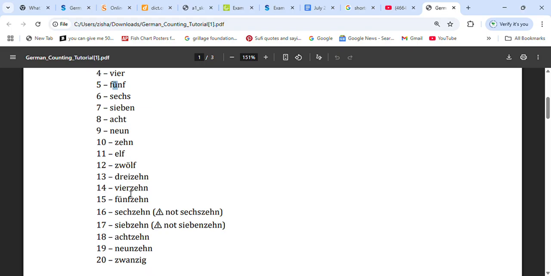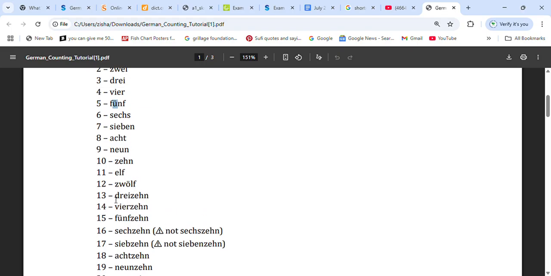Now 16. Let me tell you the trick. 13 is dreizehn. 3 is drei, and 10 is zehn. So 3 plus 10, 13, that is dreizehn. 14: 4 is vier, and 10 is zehn, vierzehn. 5 is fünf, and 10 is zehn, fünfzehn.